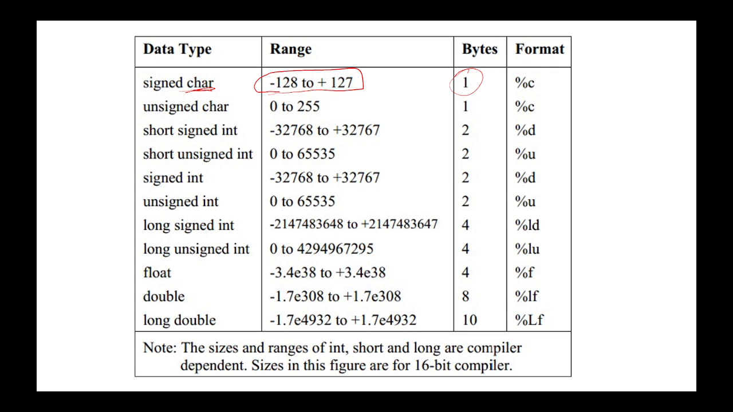The sizes and ranges of some of the data types like int, short, and long are compiler dependent, and the sizes in this table correspond to a 16-bit compiler. So it is always safe to use the sizeof operator to know the amount of memory that is allocated for a particular variable, which we will look at in the upcoming slides.